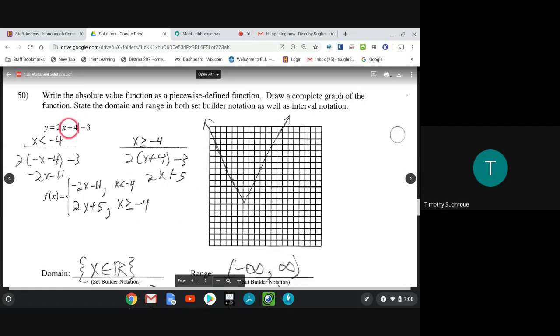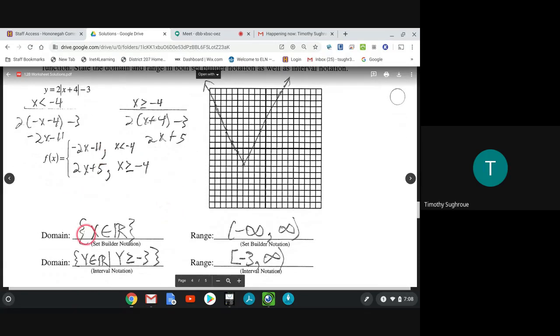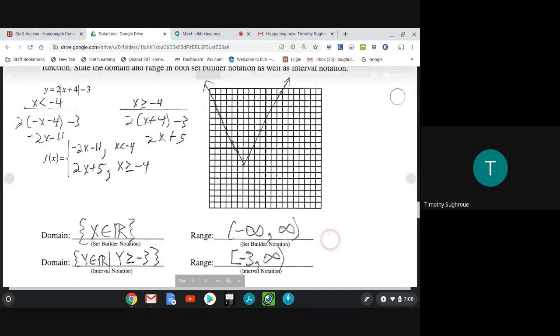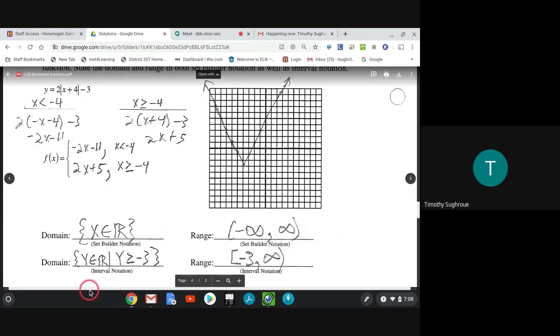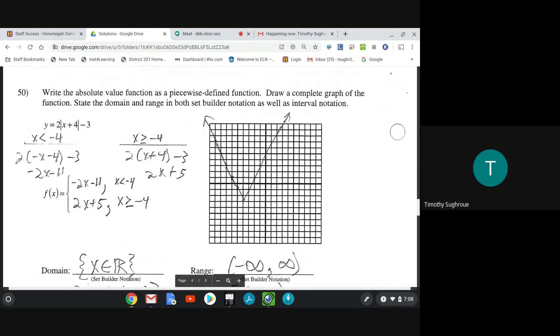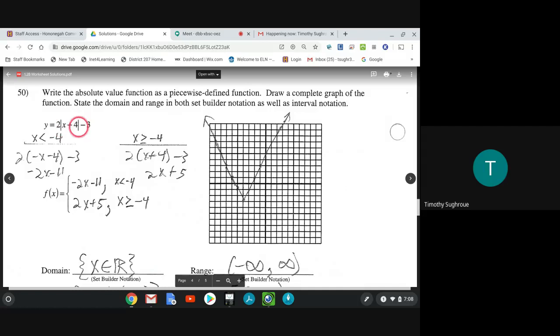The domain for most absolute value situations, not all, is all real numbers. We can plug anything in. Here's how you write it in interval notation. The range, we've got to graph it. Again, the most interesting value of x is -4. If you plug -4 in, plus 4 is 0, times 2 is 0. 0 minus 3 is -3.